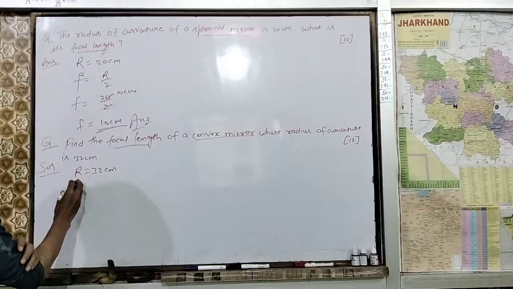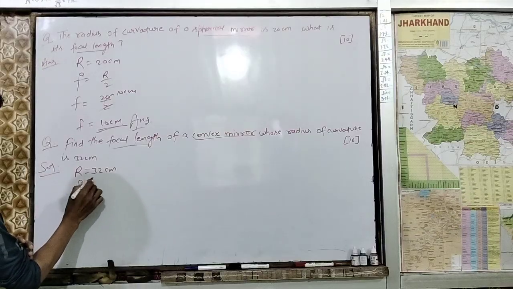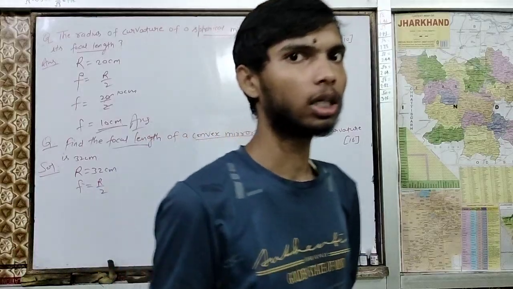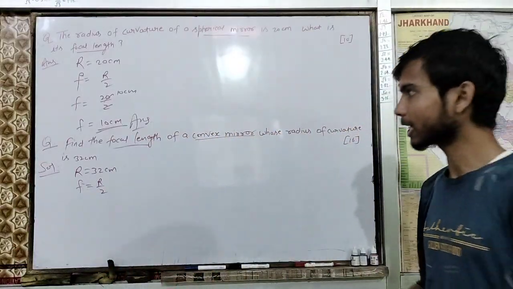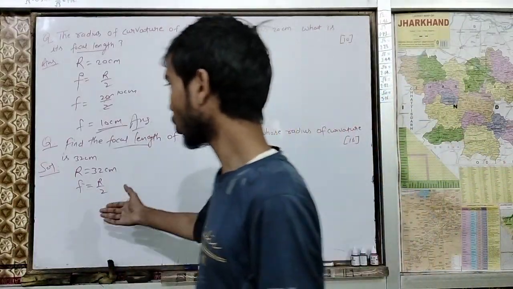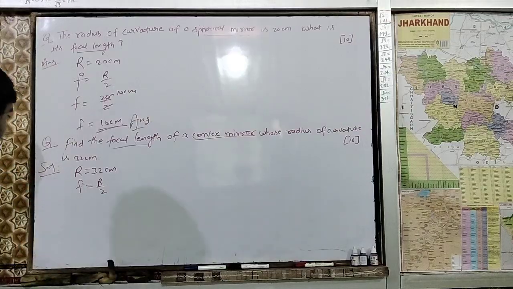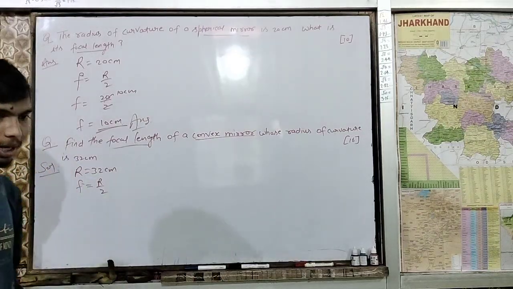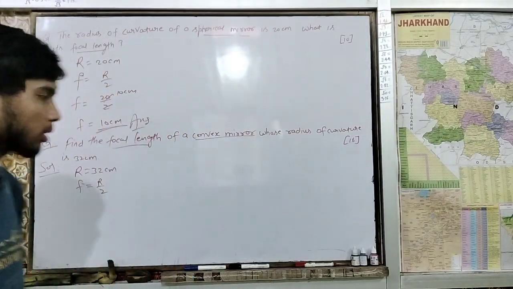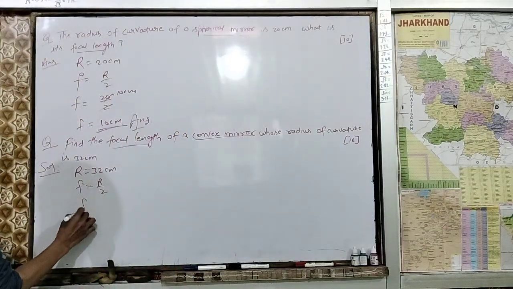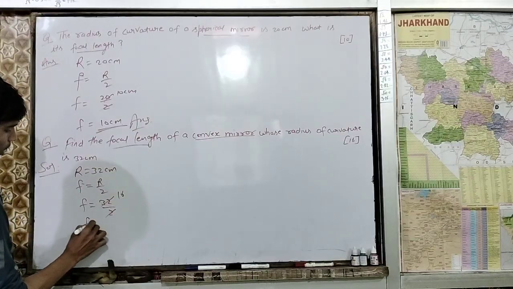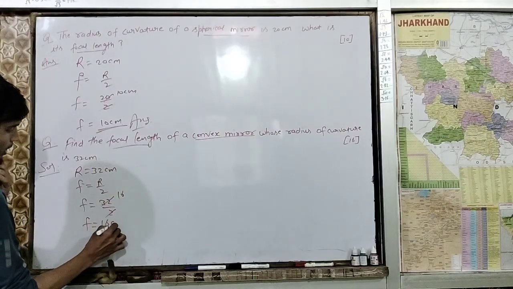So F is equal to R upon 2. This is the formula to calculate a focal length. We cannot change it. From the concept we got this formula. So here, whatever value of R is given by the question, just substitute that value. So R is 32 upon 2. So 16 twos are 32. So F is coming out as 16 centimeter.